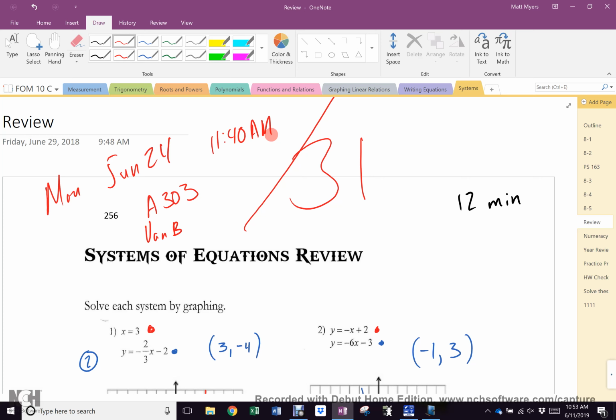Do we have to come for that last week or only if we have the numeracy exam? Only for the numeracy exam.